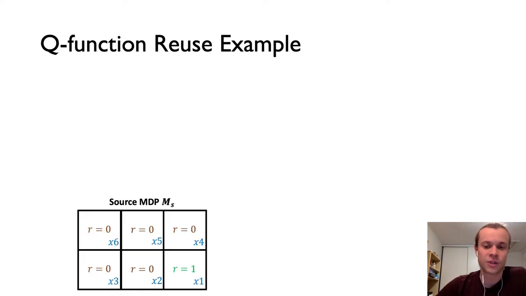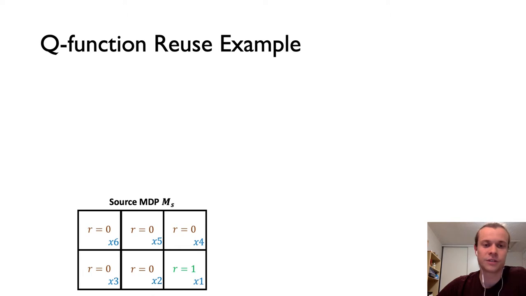So I'm going to go over a more concrete example so you guys understand exactly what I mean by Q function reuse, since it's critical for the rest of the presentation. So let's begin. On the bottom left here, there's a very simple environment. There's six states from X1 to X6. And in all the states, you receive a reward of 0 except for state 1. You receive a reward of 1 for transitioning into state 1.